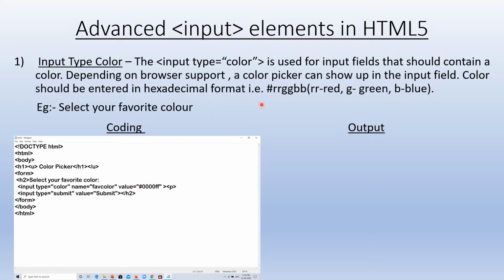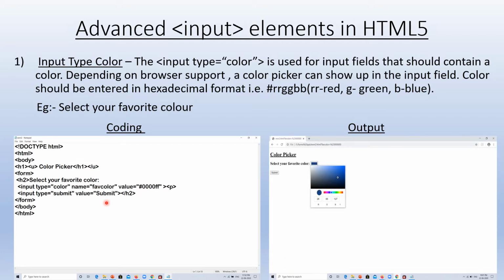I have already told you that if FF is at the last, then which color will you get? You will get blue color. Then next is input type submit, value is submit. So select your favorite color and submit the form. How will the output look? Let us see. See, this is the output. Color picker, select your favorite color, and this is called what? Color picker. Now you came to know what a color picker is. You have already seen such types of colors, color picker, right?